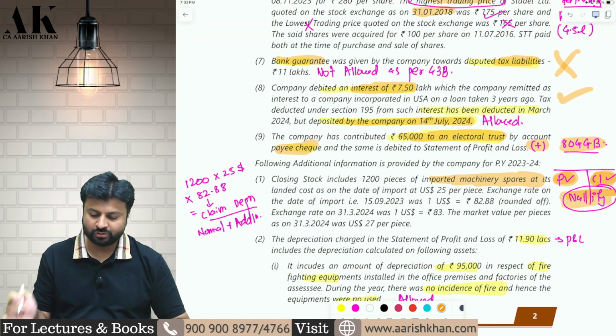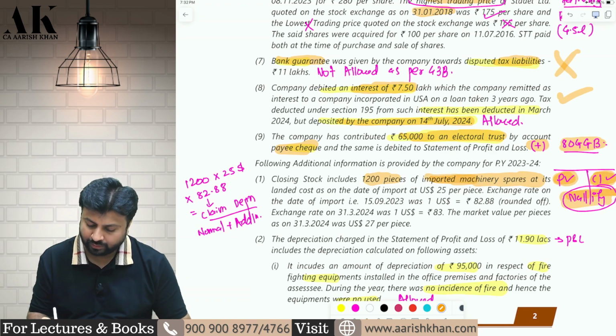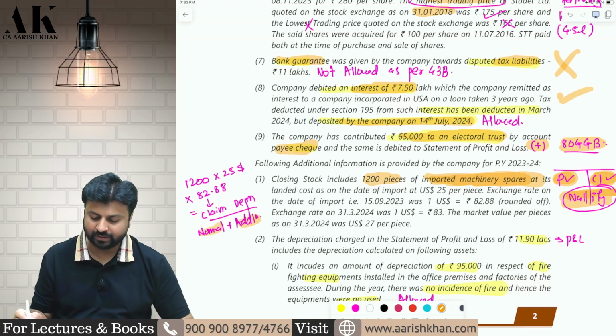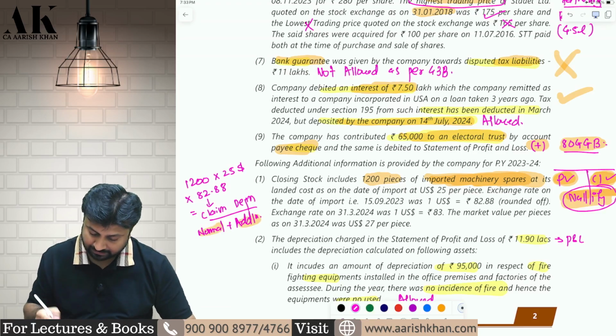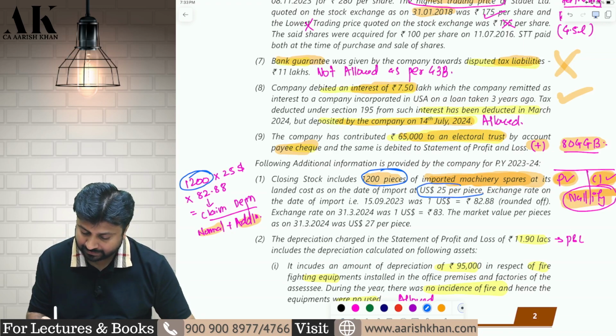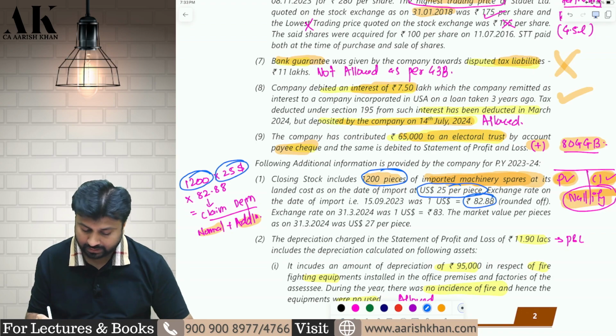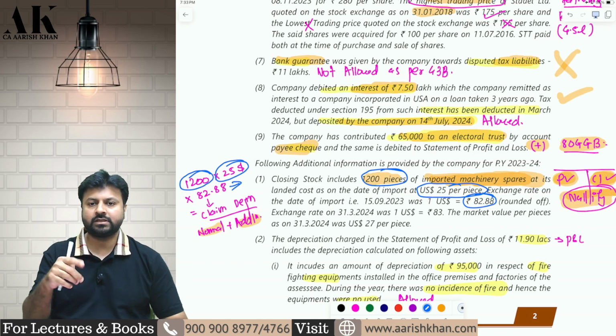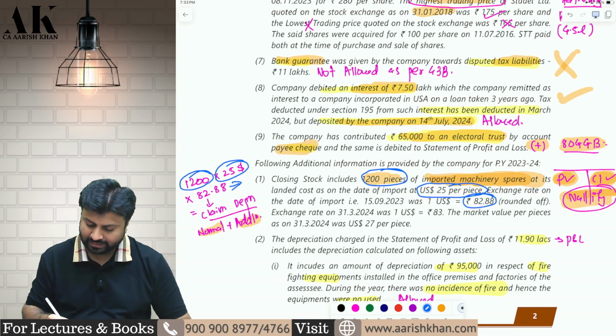Now what you are supposed to do is 1200 pieces of imported machinery spare parts you should add to the cost of machinery and claim normal and additional depreciation. So what is the price of machinery? What is the number of units of spare parts? 1200 units you are buying. What is the unit per piece price? It is $25. And what is the rate on the date of purchase? It was 82.88. So therefore multiply this, whatever amount that comes, on that you claim normal depreciation and also the additional depreciation. Okay, nothing great as such.